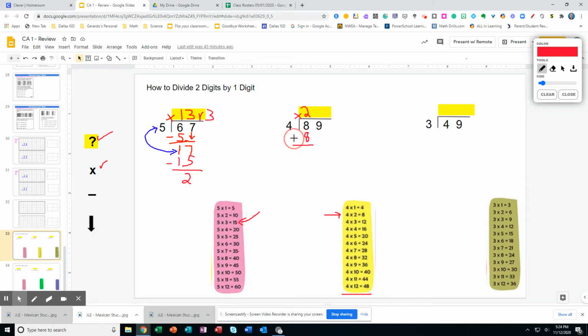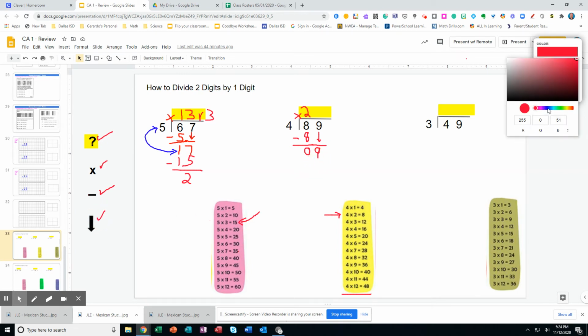All right, step 3, I need to subtract. Let's go ahead and get the answer. 8 take away 8, 0 is the answer to my subtraction. Step 3, check complete. What's the next step? Bring the number down. Remember, don't go past this line. So the moment I put the 9 down, step 4, check complete. So I've done all my 4 steps.